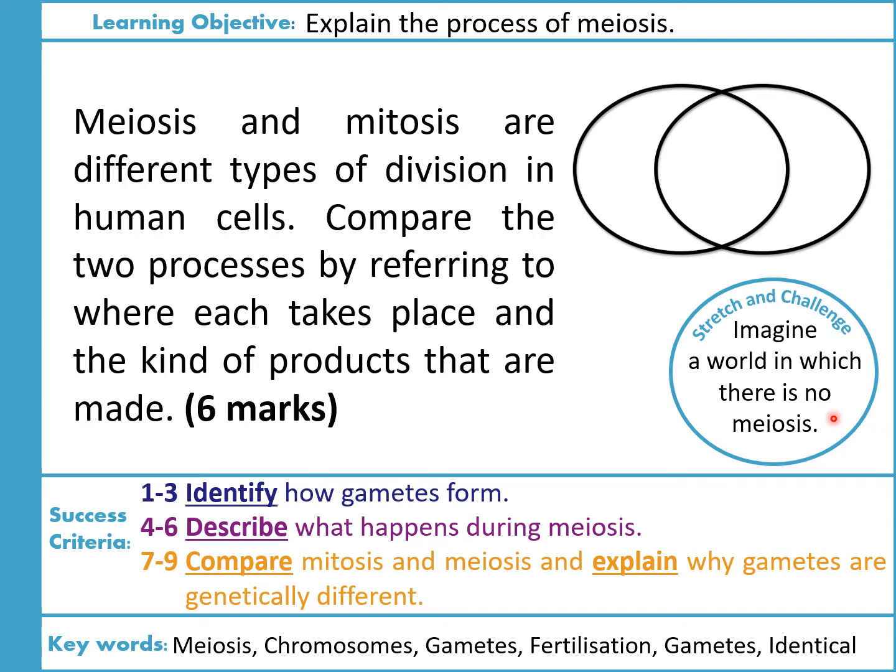So here is your 6-mark question. Meiosis and mitosis are different types of division in human cells. Compare the two processes by referring to where each takes place and the kind of products that are made. So you are going to have a think about how you would describe simply, because it's only 6 marks, what is happening in mitosis, what is happening in meiosis, what the similarities are, and what the differences are.